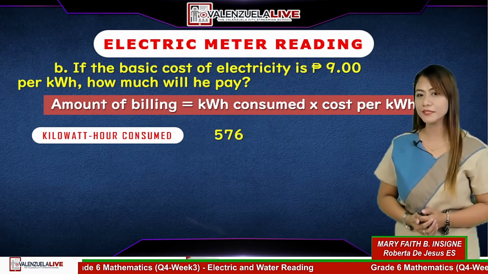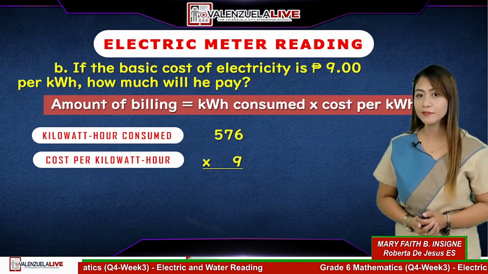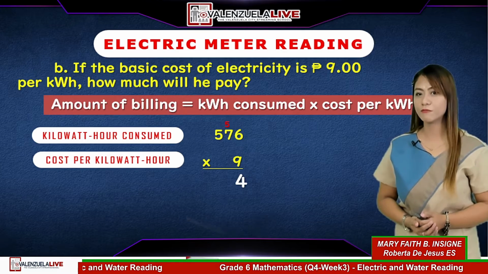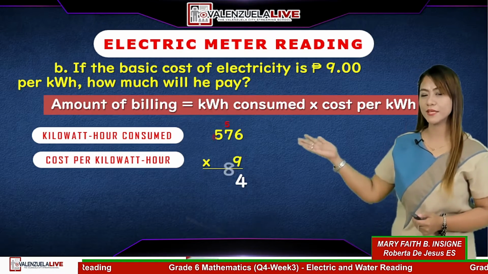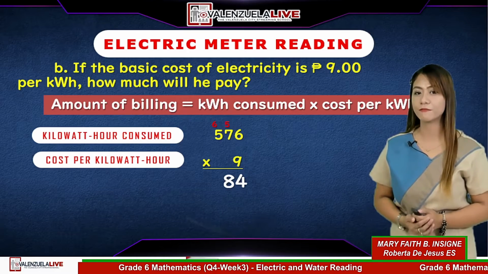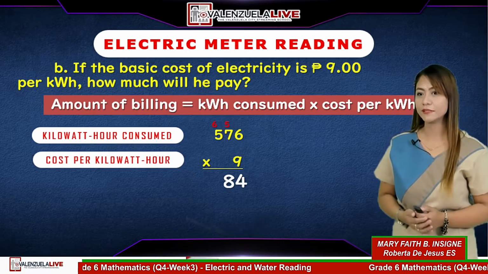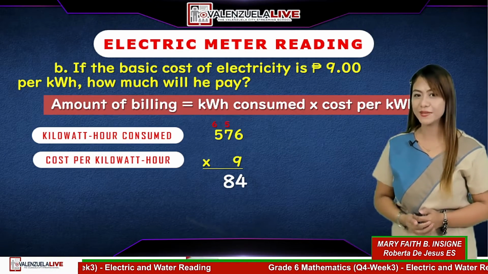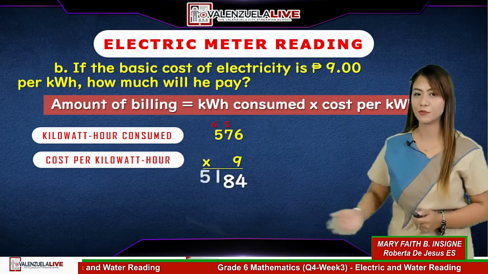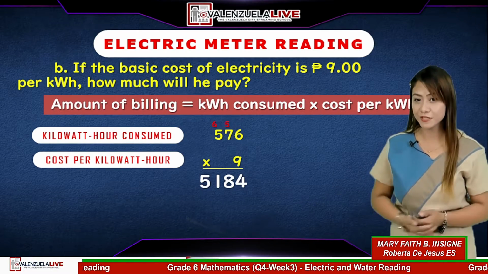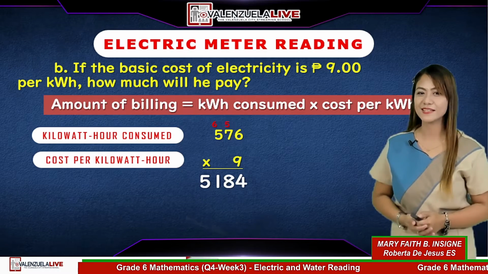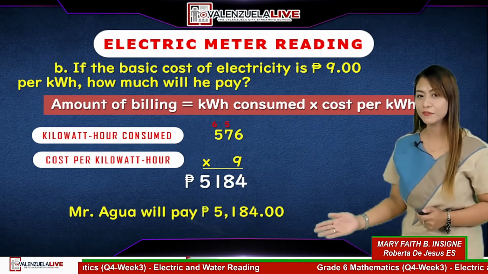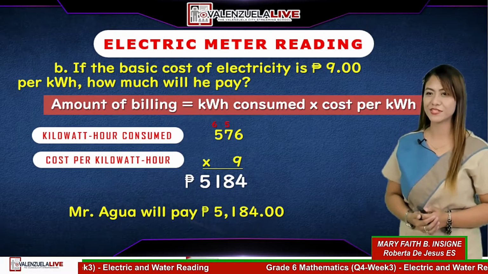So that 576 multiplied by 9, 6 times 9 equals 54. Write down 4, regroup 5. 7 times 9 equals 63. Plus 5 equals 68. Write down 8, regroup 6. 5 times 9 equals 45. Plus 6 equals 51. Do we have the same answer? If yes, great job. Therefore, Mr. Agua will pay 5,184 pesos.